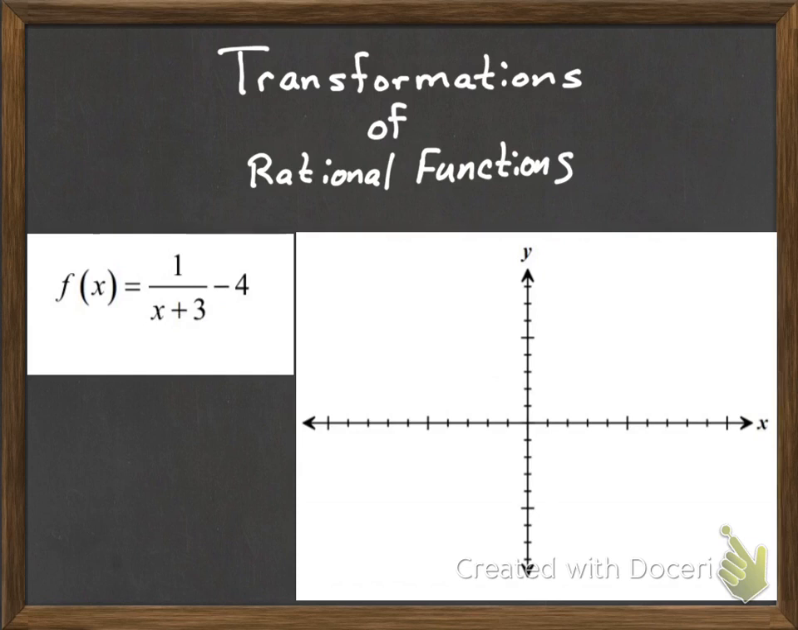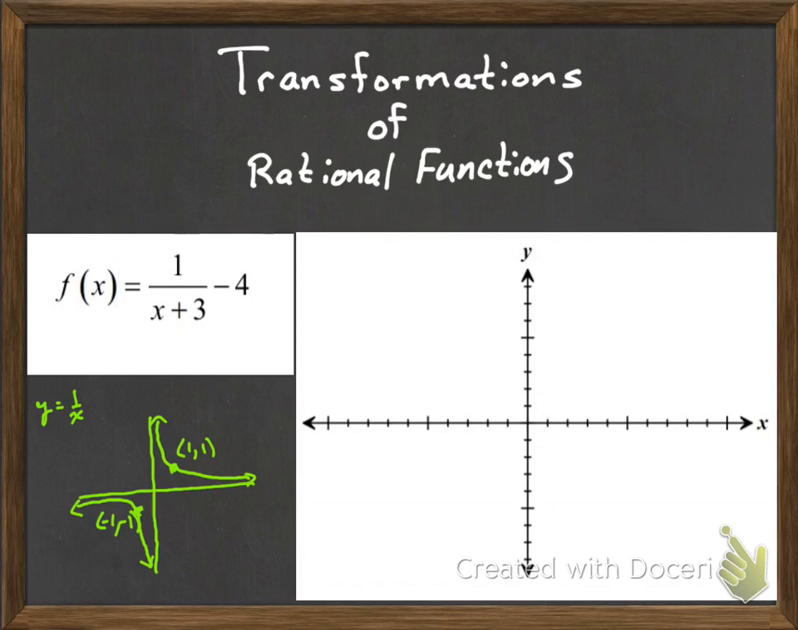Now, once again, just to review, your parent function for a rational function is y equals 1 over x, and that graph looks like this. The x-axis and the y-axis are asymptotes. Your graph goes through this coordinate right here, which is 1, 1, and also through this point, which is -1, -1. So we can also transform these points as well.